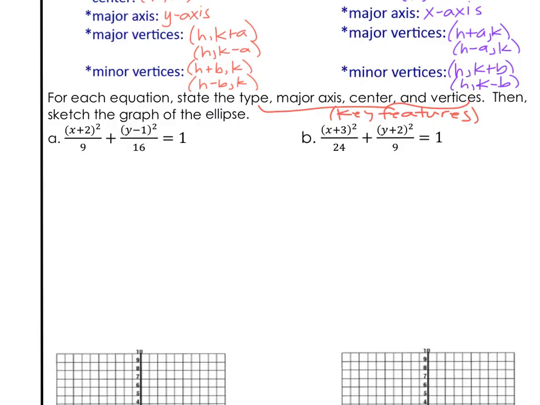Okay, let's try a couple of translations. For each equation, state the type, major axis, center, and vertices. Again, we can cross off the major axis for this one. These are just identifying our key features, and then we'll sketch the graph of the ellipse.